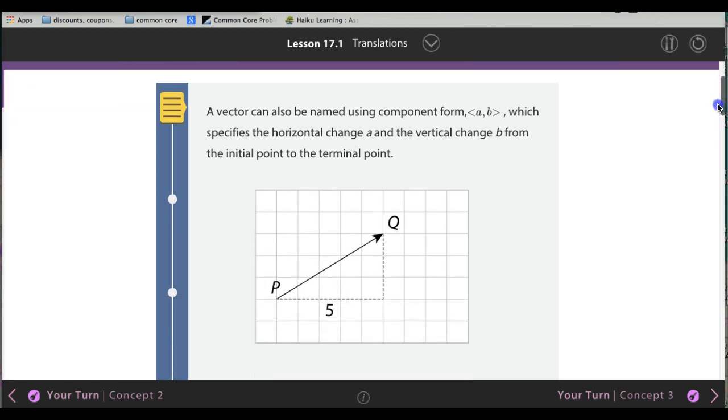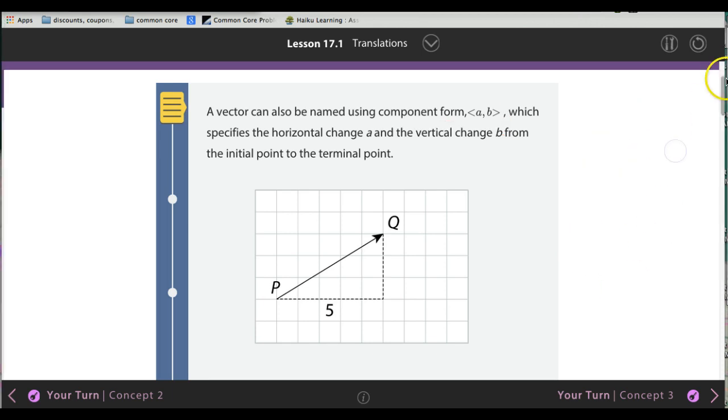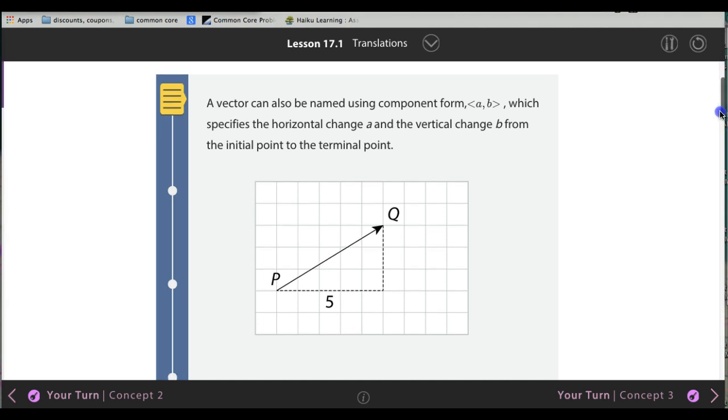Another way of expressing a vector is in component form. That's what it's called, okay? So you have kind of like a bracket like this. And then the A tells you how many you've got to go to the right or left. And the B tells you how many you're gonna go up or down, okay? All right, so now let's continue on.